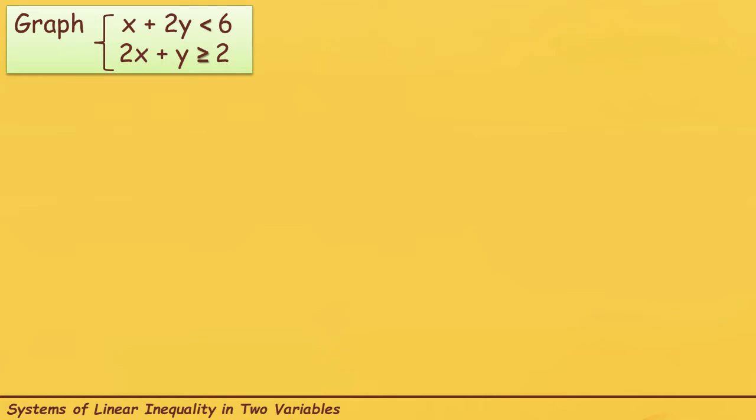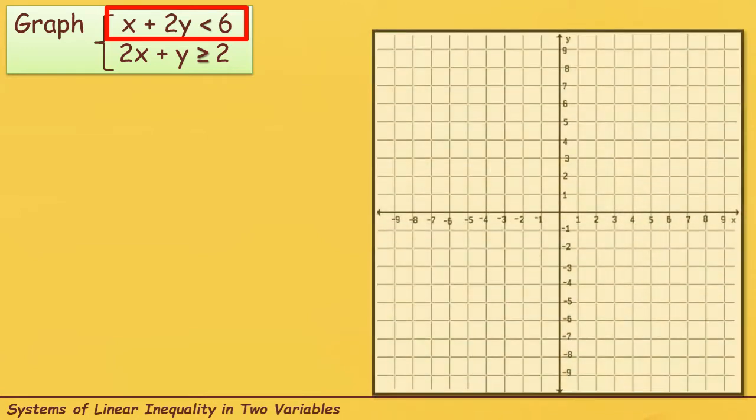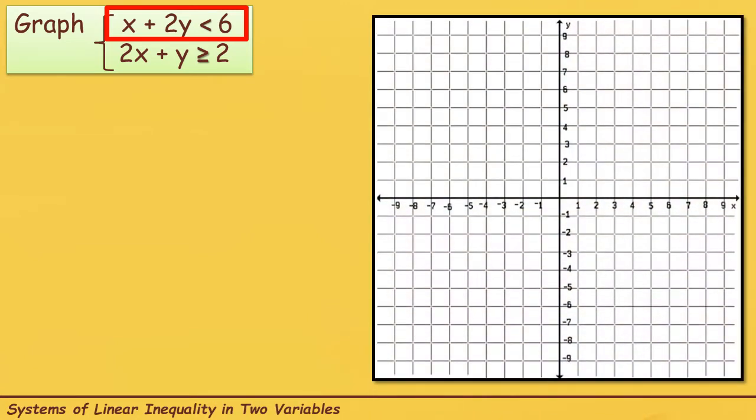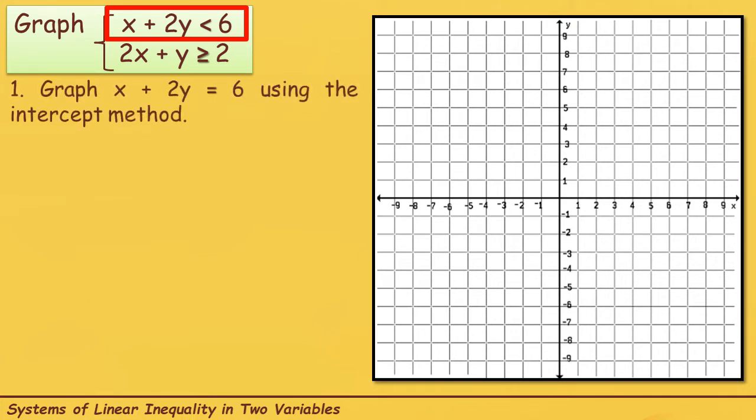So, unahin na nating i-graph si x plus 2y is less than 6. Kailangan natin ng Cartesian plane. Okay, so kung matatandaan ninyo, napag-aralan natin kung paano mag-graph ng linear inequalities in two variables noong nakaraang linggo. So, first step, graph x plus 2y is equal to 6 using the intercept method. So, yung linear inequality natin, ginawa muna nating linear equation to get the x and y-intercept.